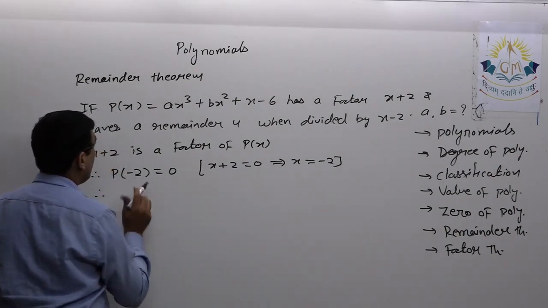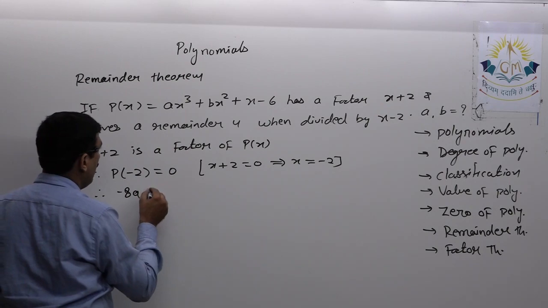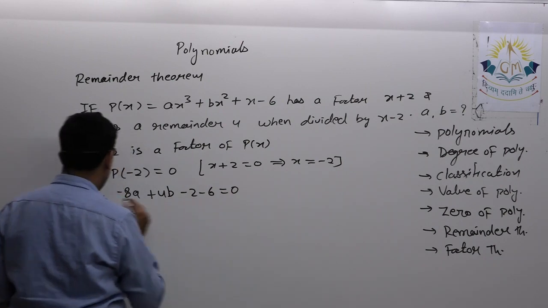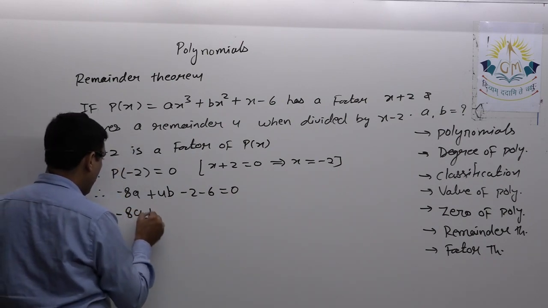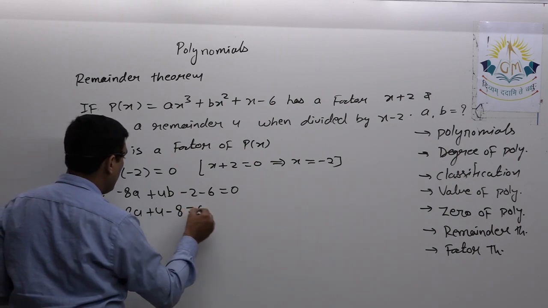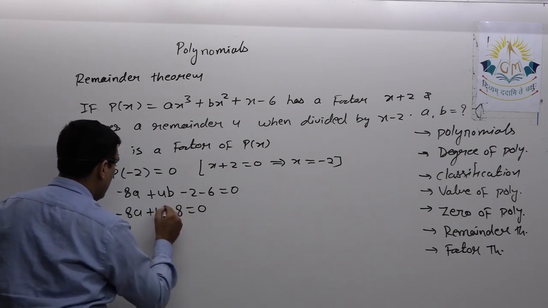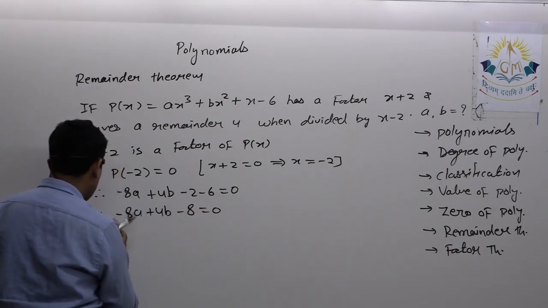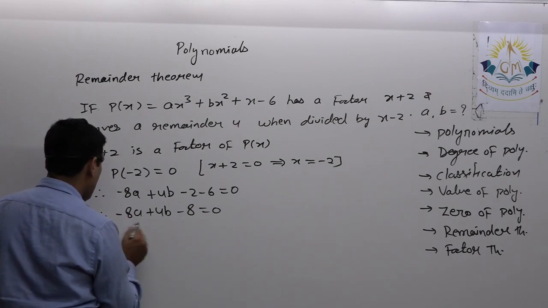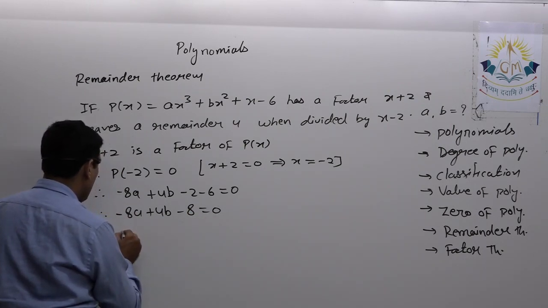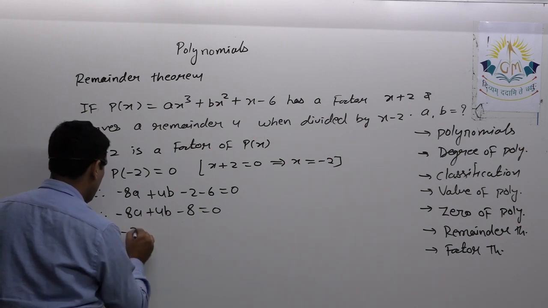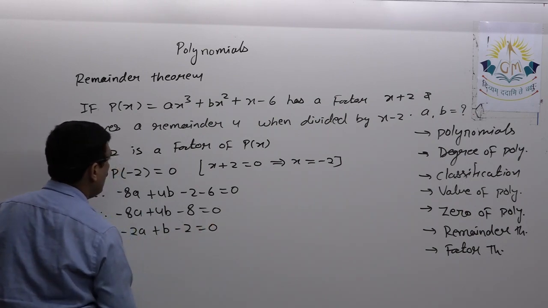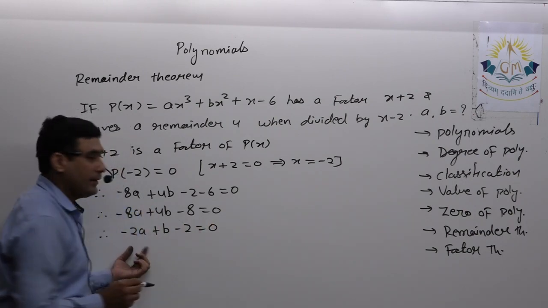So here I can write minus 8a plus 4b minus 2 minus 6 equal to 0. That is minus 8a plus 4b minus 8 is equal to 0. Okay, this is the first equation. Or if I simplify it further, what I will get? If I divide throughout by 4, so minus 2a plus b minus 2 is equal to 0. Okay, this is the first relation I can say between a and b.